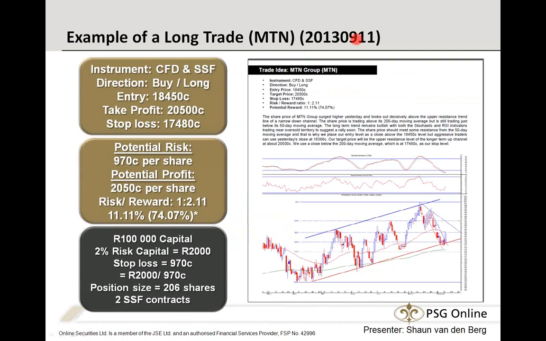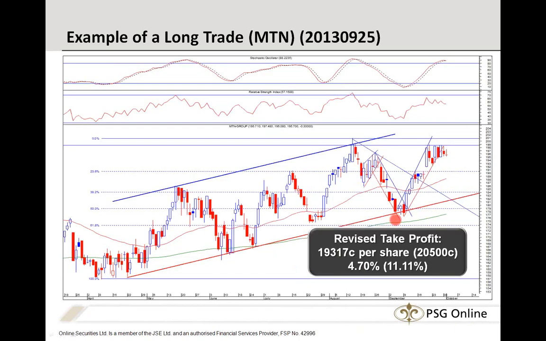This is the trade we put on the 11th of September on MTN. Again, the same scenario. Okay, I was calculating potential profits and losses. I was anticipating a breakout out of this down channel, that upward movement. This is what happened. It broke out nicely and it ran up. In this situation, we actually revised our profit slightly down.